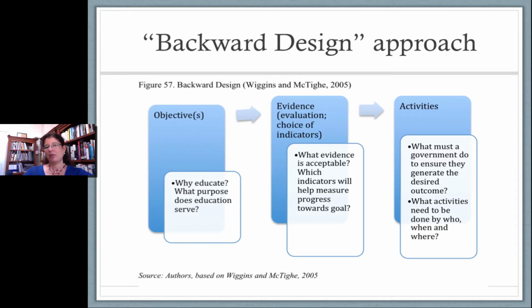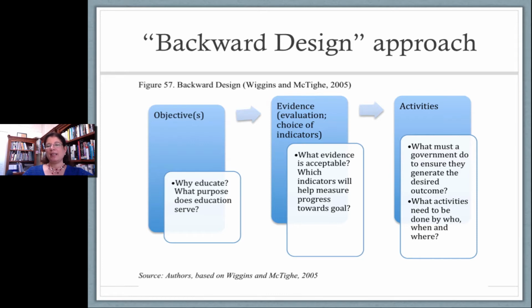The second stage then would be to choose the indicators. So this means that you shouldn't ever choose indicators before you actually know what you're trying to measure, or what the goal is that you're trying to measure. And then the third stage would be to actually have activities. What do you do? How do you gather the data? What types of policies are put into place?